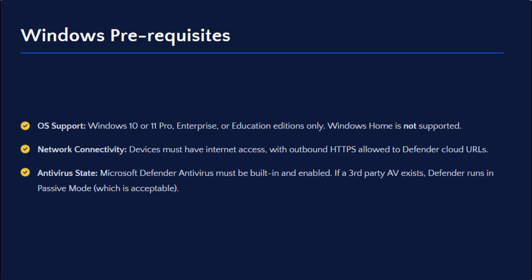Requirement 3. The antivirus. This is where people get stuck. If you have a third-party AV like Norton or McAfee, that's fine. Defender will automatically enter passive mode when you onboard. However, you must ensure the built-in Microsoft Defender antivirus is actually installed and not completely disabled via registry or group policy. If the built-in AV is missing, the onboarding will fail.